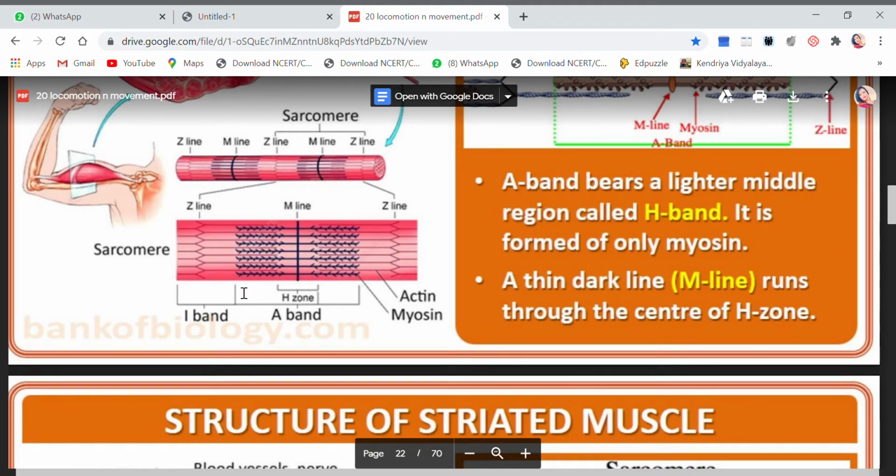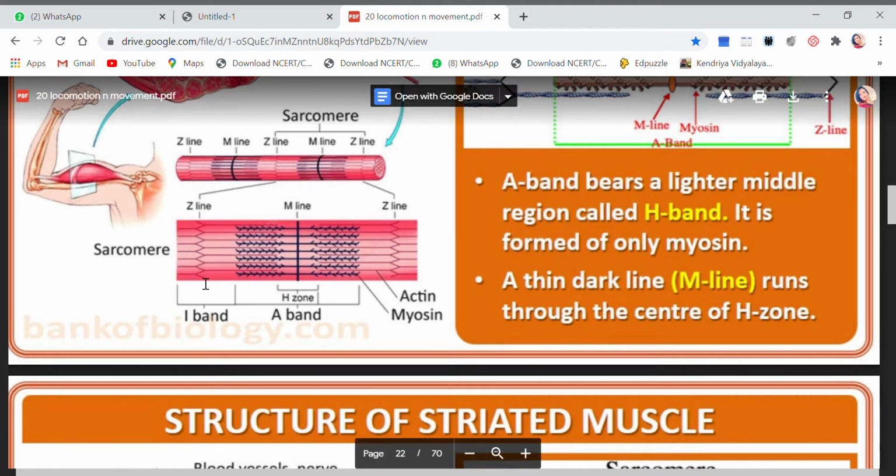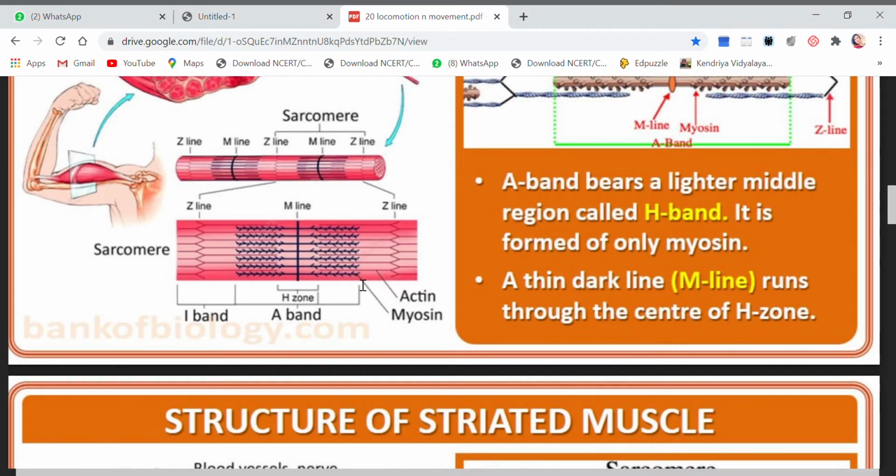From here till here it is I band, and this I band contains only actin. You do not see any blue line here. So I bands contain only actin, right? But from here till here, this is A band, and A band contains both actin and myosin. So this is quite clear from the diagram, very easy.